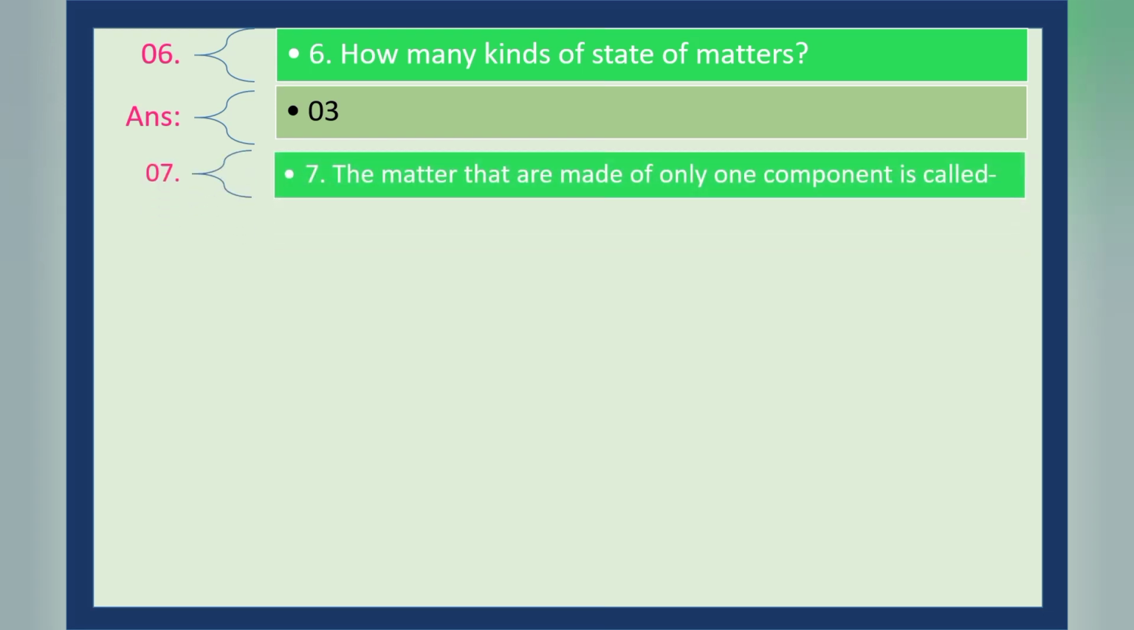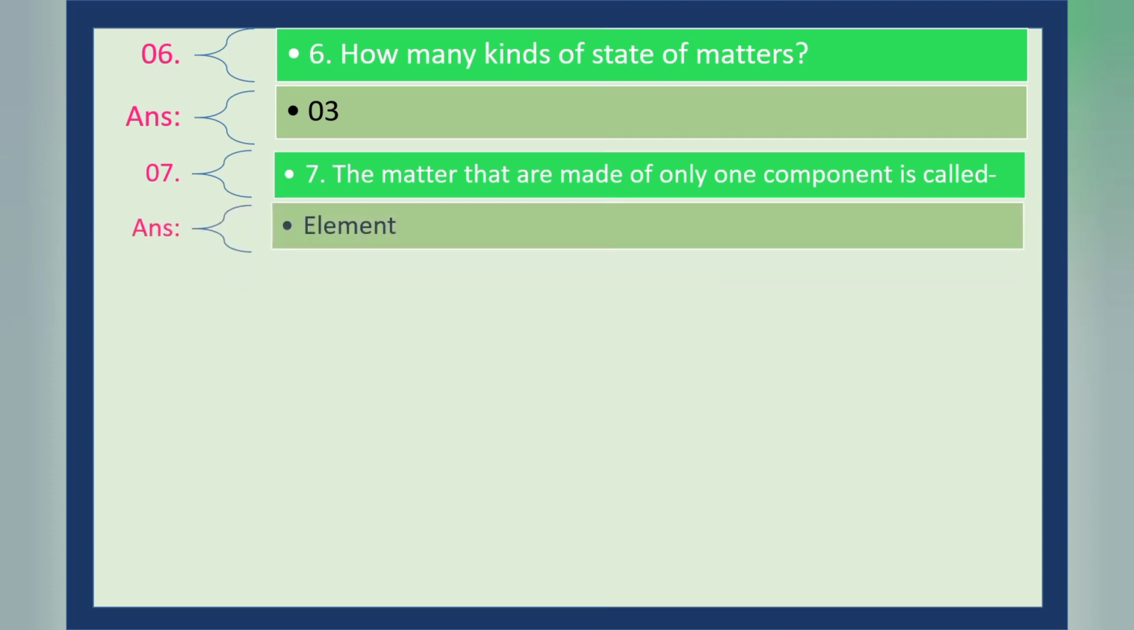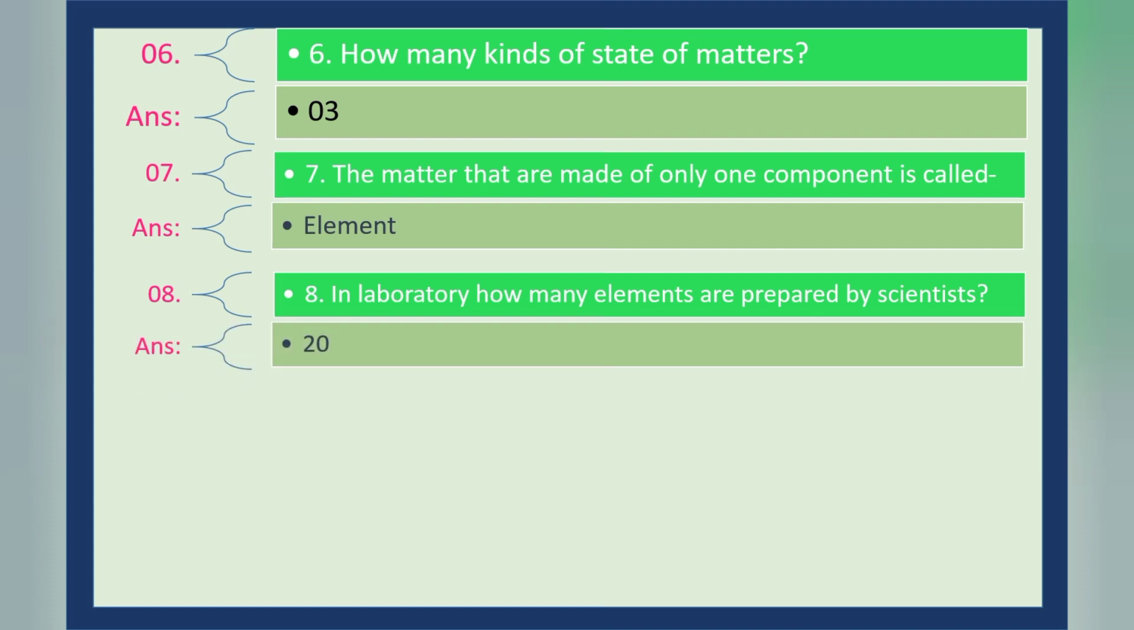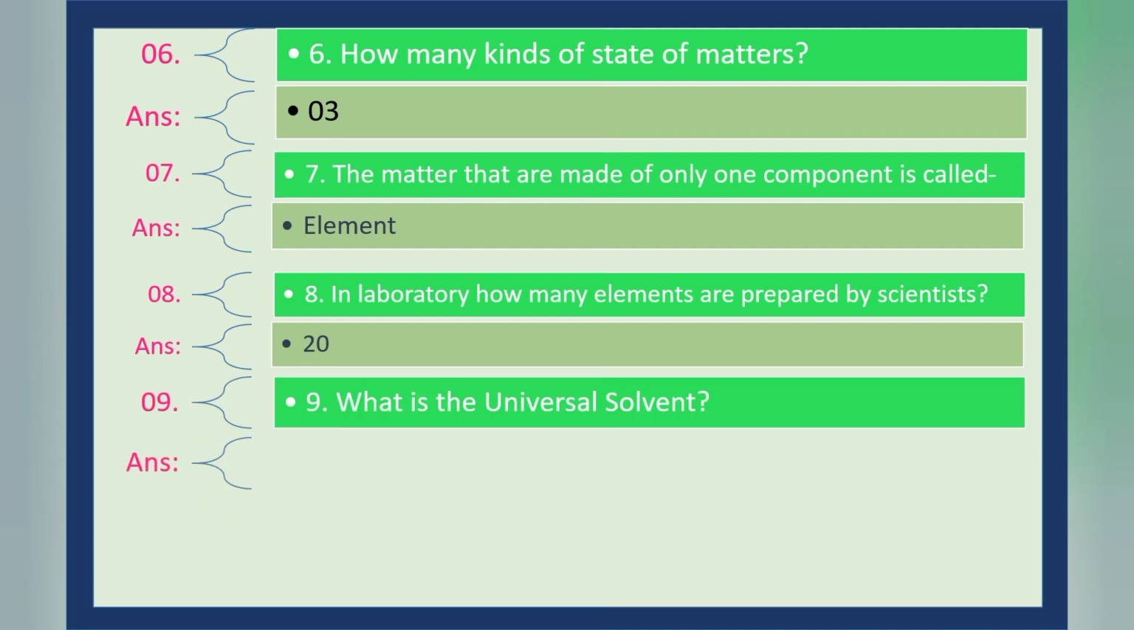The next question is, the matter that is made of only one component is called what? It is called an element. Now, in the laboratory, how many elements are prepared by scientists? 20 are prepared by scientists. Then, what is the universal solvent?